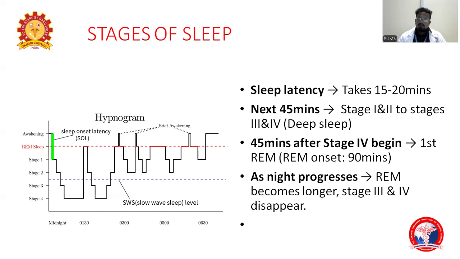After 45 minutes, stage 4 ends and the first REM sleep begins, with an onset at around 90 minutes. As the night progresses, REM becomes longer. After a period of sleep, the REM sleep becomes longer, and stage 3 and stage 4 usually disappear.